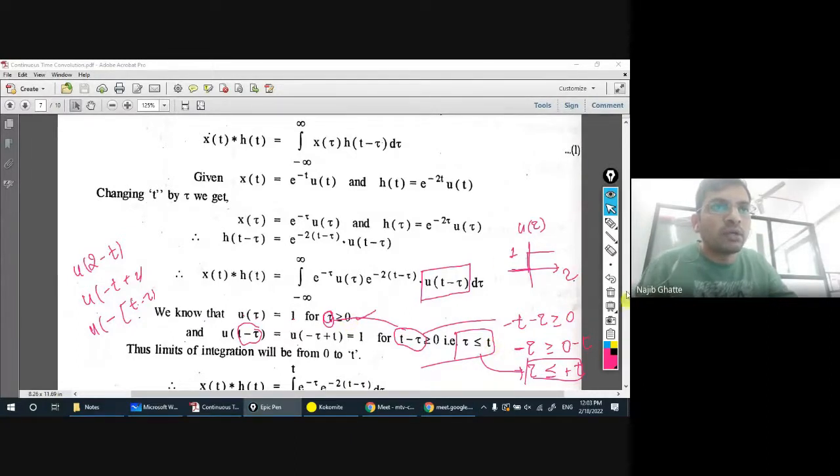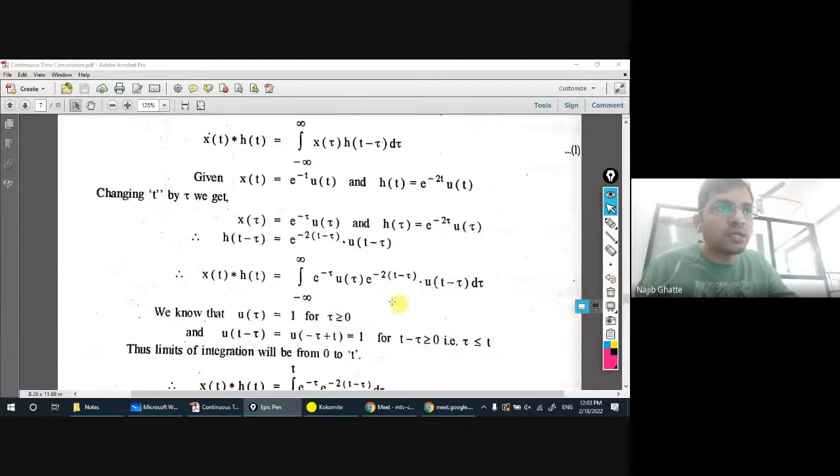Okay. Now what I'm trying to say basically is this, sir. This u of tau, u of t minus tau is just helping me to get the limits of integration. Now what is my purpose? My purpose is to get the limits of integration. My purpose is achieved. My goal is achieved. Now I don't require unnecessary this u of tau, u of t minus tau. Fine. So this I will not be writing henceforth in my expression.